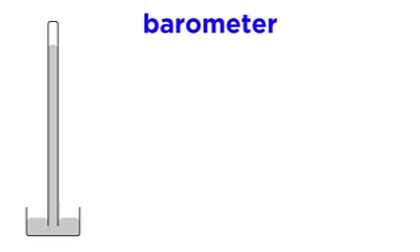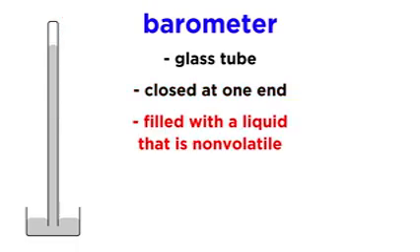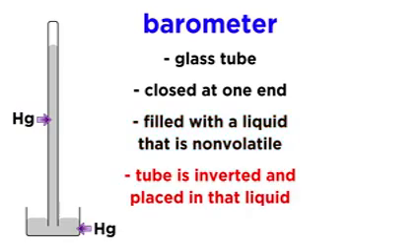One method of measuring atmospheric pressure is by using something called a barometer. A barometer is a glass tube that is closed at one end and then filled with a liquid, like mercury, that is chosen specifically because it is non-volatile, which means it does not evaporate but will remain a liquid. The tube is then inverted and placed into a container of that liquid.